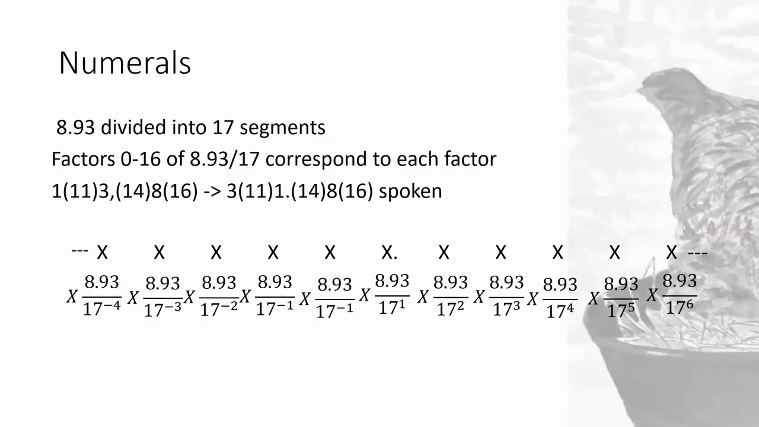A base 8.93 is employed. The value 8.93 is divided into 17 equal segments, whose factors from 0 to 16 correspond to the 17 glyphs. This graph explains it well. This way, their 12 would be equal to around 9.9805882235 for us, and our 1 would equal around 1.156214945 for them.